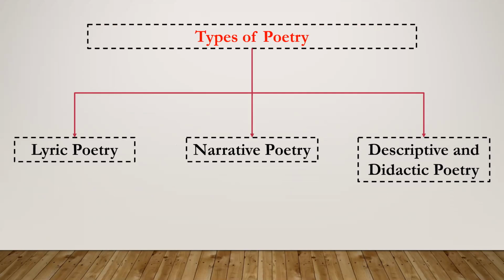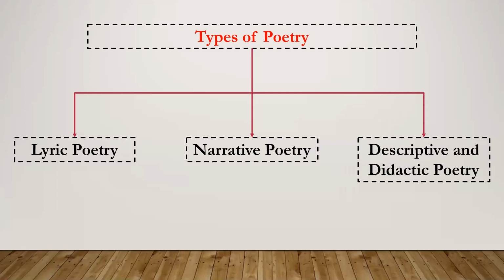Now we're going to talk about the types of poetry. Mainly we have three types of poetry. The first type is lyrical poetry or lyrical poems, then narrative poetry, and descriptive and didactic poetry.